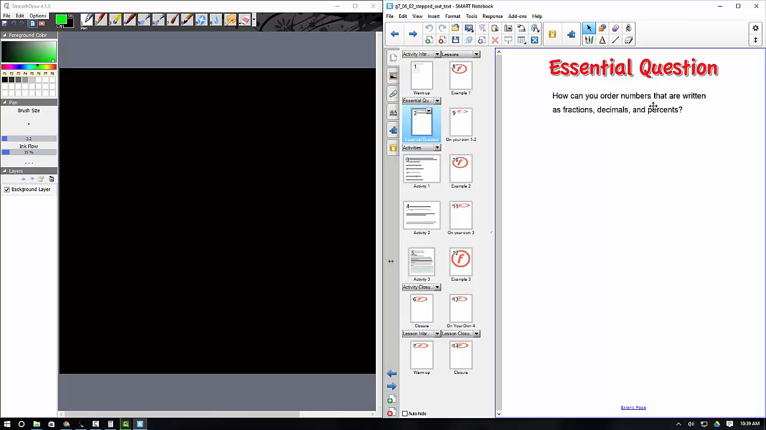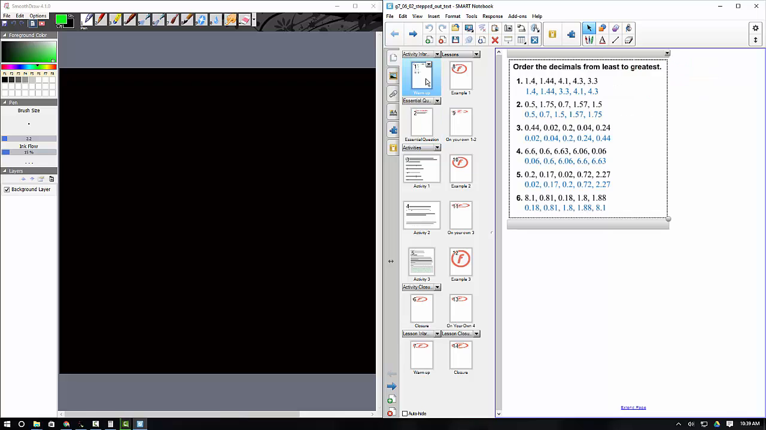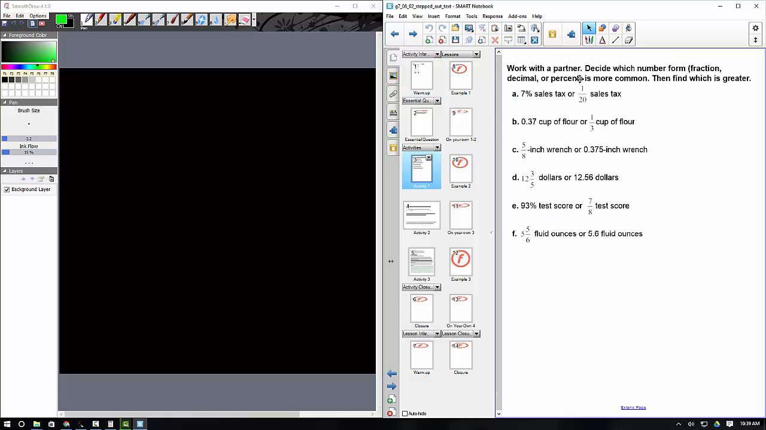So how could you order numbers that are written as fractions, decimals, and percents? Well, first of all, you just did the decimals really easily. So technically, you could change everything into decimals and order that way, right? So let's work with a partner and figure out which number form, fraction, decimal, or percent, is the most common.